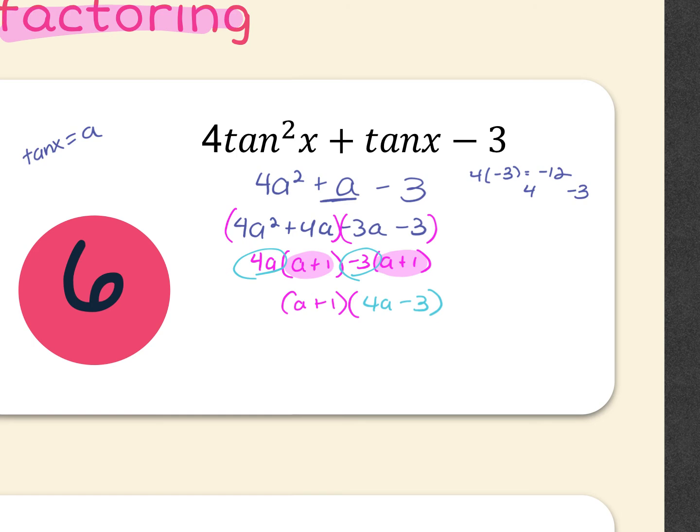But remember, a is not in my answer. Tangent is. So this would be tangent of x plus 1 times 4 tangent of x minus 3. Now, if you could do it without the substitution, you totally can, okay? It's just that for most people, it's easier to use that substitution. Questions?